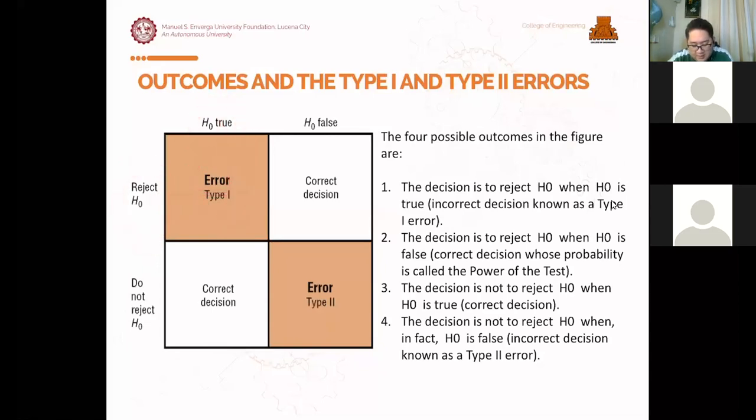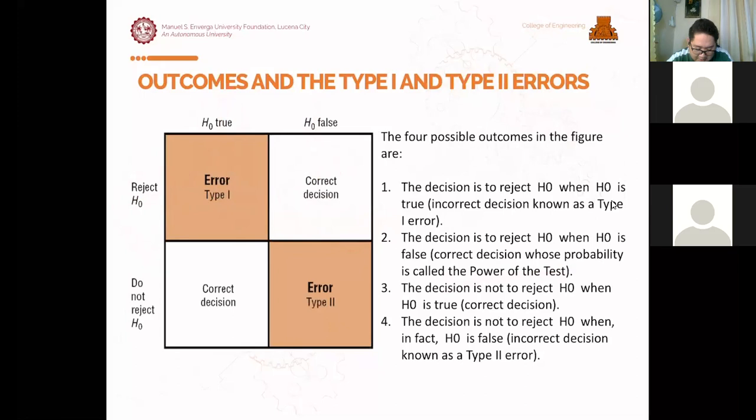Next, the null hypothesis is false and we reject it. So, that means our decision is correct, because our null hypothesis is not valid. We proved by sampling, or through our data, that we need to reject it. Okay? Then, the probability of this rejection is called the power of the test.